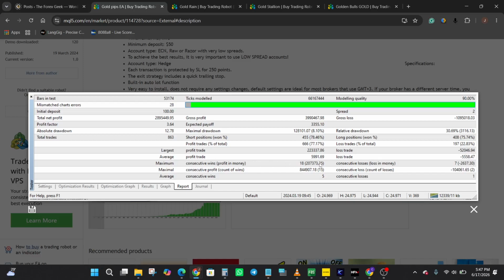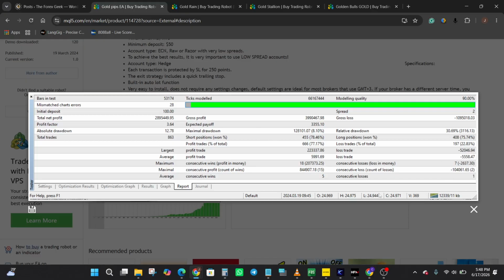The average profit was 5,991.69, but the average loss was 5,558.47. So this shows me that the risk to reward ratio is very close to 1:1. The average profit is just a little bit bigger than the average loss, right?